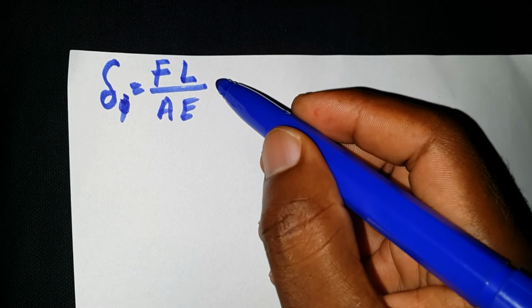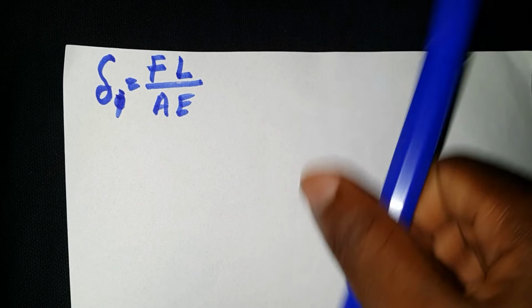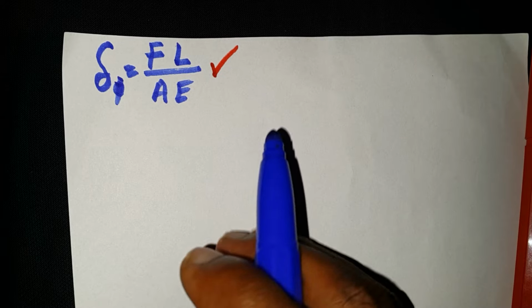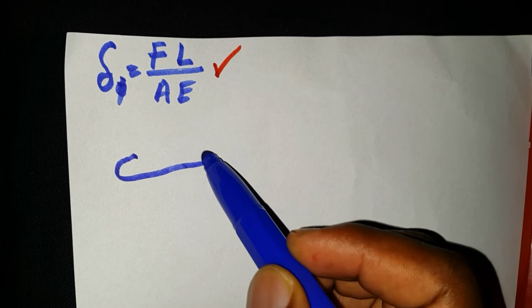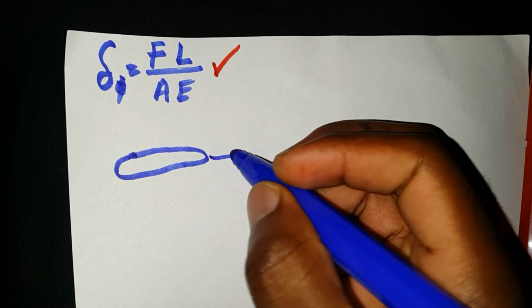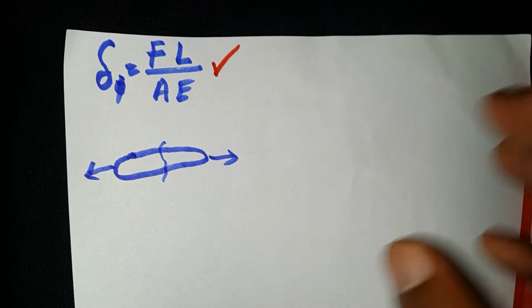In this video we are still in chapter 2, so of course we are still going to use this formula, but we will use it in a different method. In the last video we were just talking about a cylindrical member on its own with a force applied. We cut it and analyzed it, but here in this video we will be having two members.